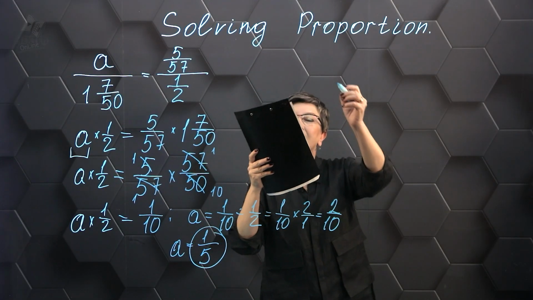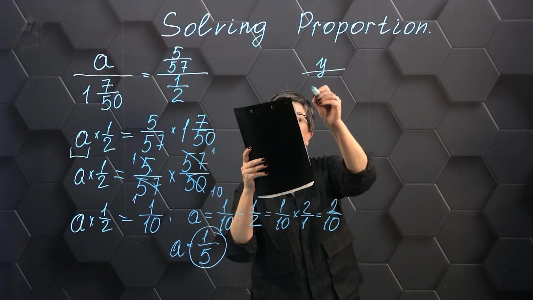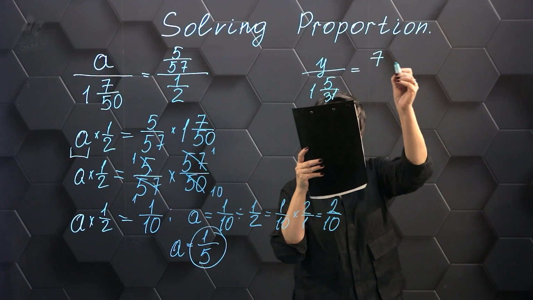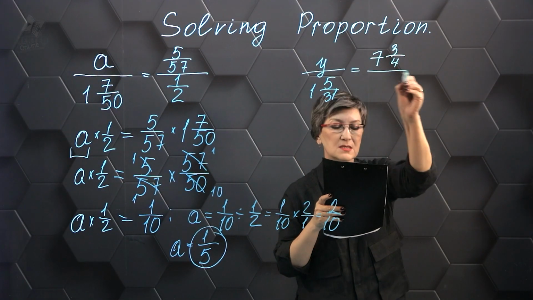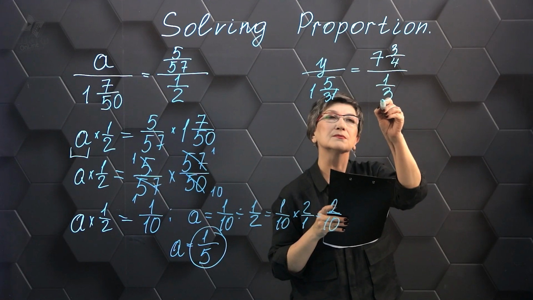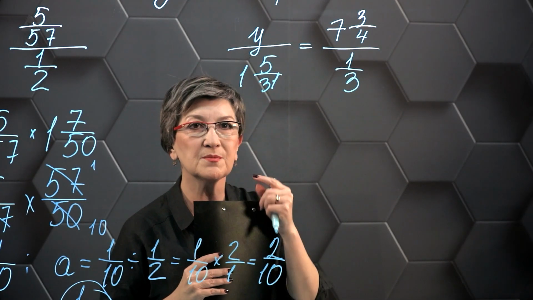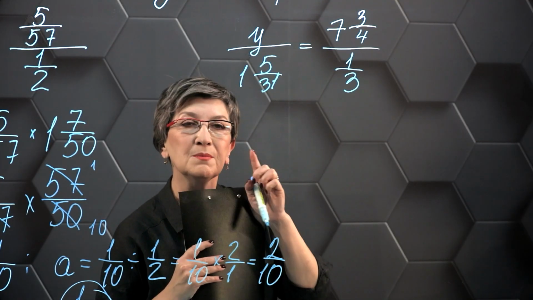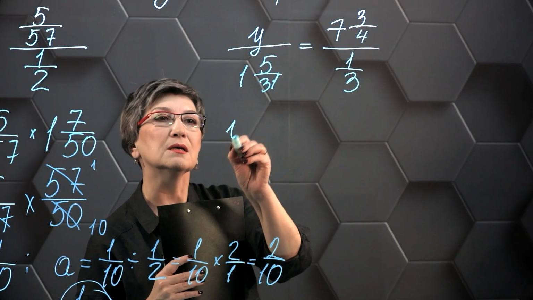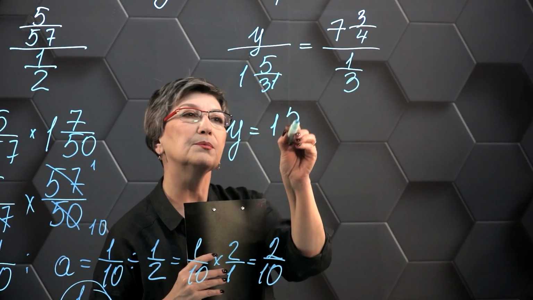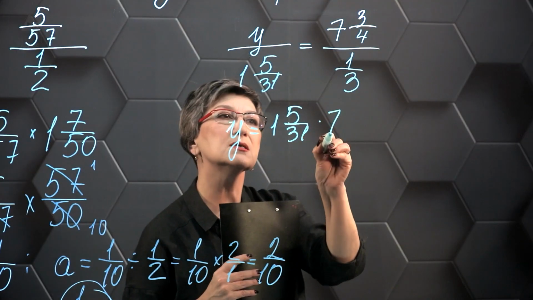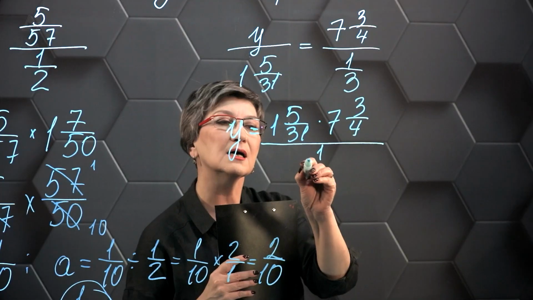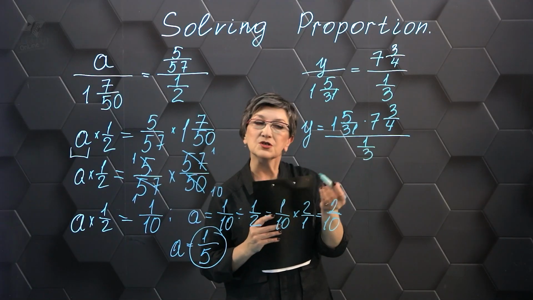Another example. 1 5/31 divided by 7 3/4 equals 7 3/4 divided by 1/3. And in this example, we will use a different notation. We have talked about how the algorithm is the same. It's just the notation that changes. So it's equal to 1 5/31 multiplied by 7 3/4 and divide that product by 1/3. Calculate.